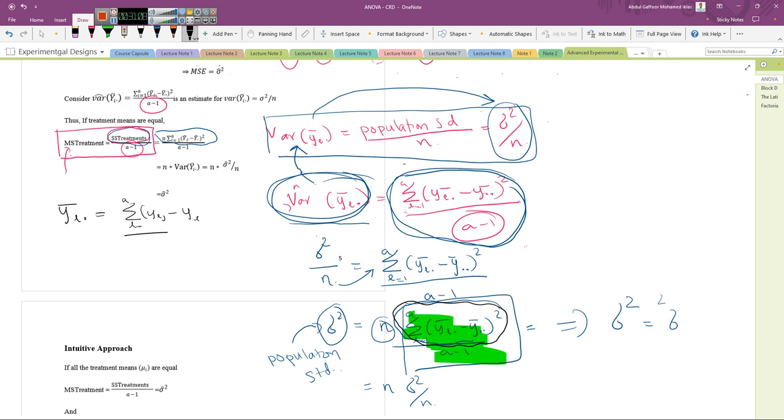Divided by n. Now the summation of yij is equal to n times yi dot bar. This will not make sense this way, so I will explain it in a different way. We know that if you multiply an average by the sample size, it will give you the total.